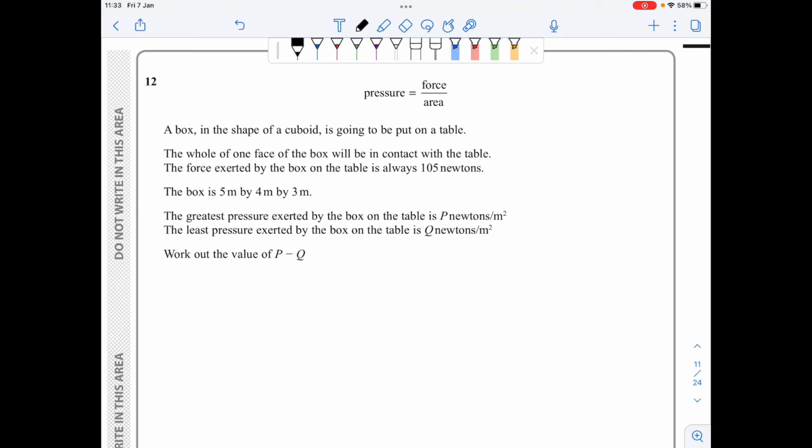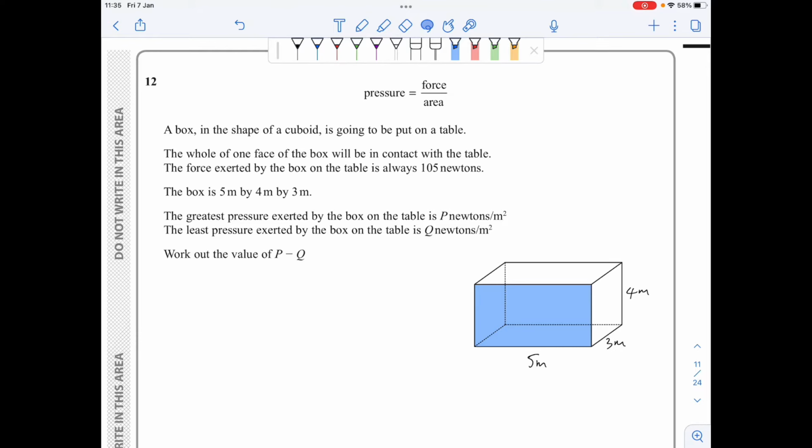In question 12, I have a cuboid that will be placed on a table. There are 6 faces that come in pairs. The biggest face is 5 by 4. The smallest face is 4 by 3. And the other face is 5 by 3. So let's find the area of each face. 5 times 4 is 20. 5 times 3 is 15. And 4 times 3 is 12. Let's color code these as well according to our shape.